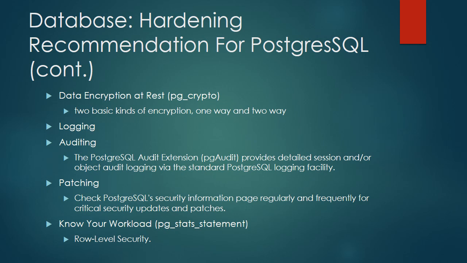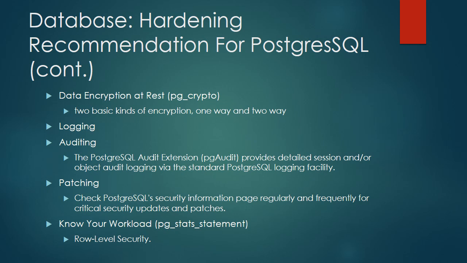Next, patching. Make sure to check the PostgreSQL security information page regularly and frequently for critical security updates and patches. Keep in mind that OS or library security bugs can also lead to a database leak, so ensure you keep the patching for these up to date. Classic Control provides an operational report that gives you this information and will execute the patches and upgrades for you.